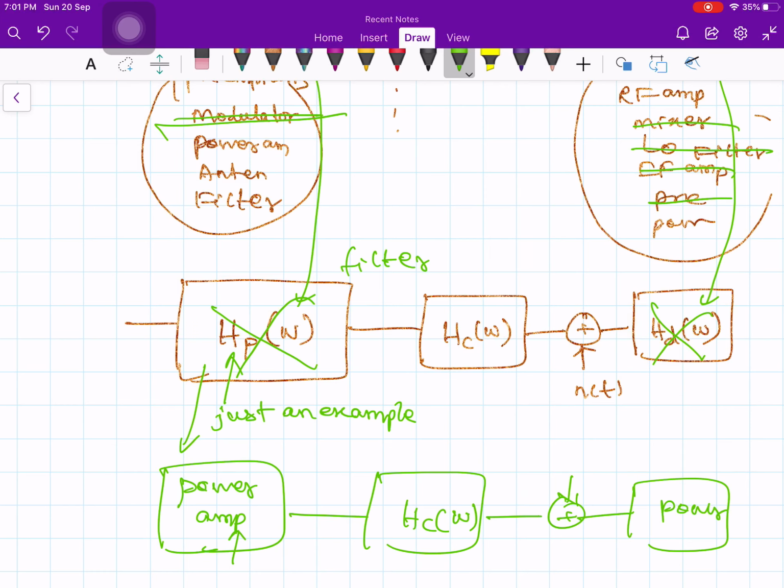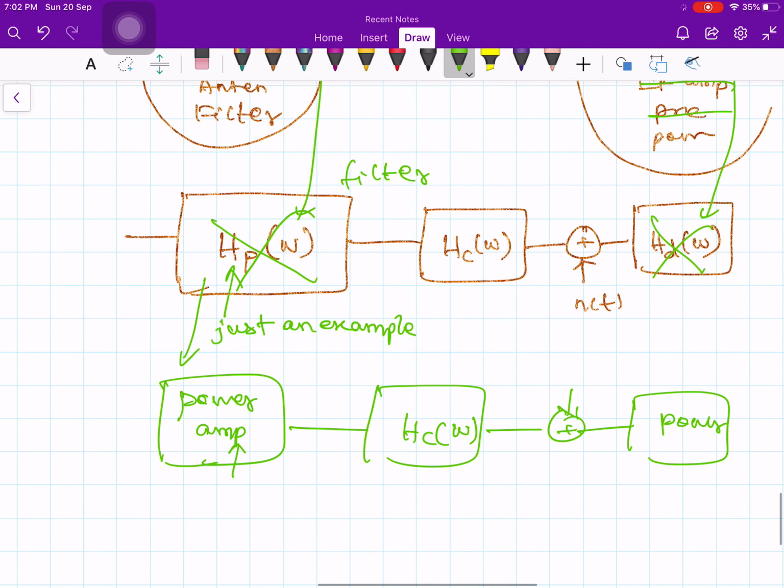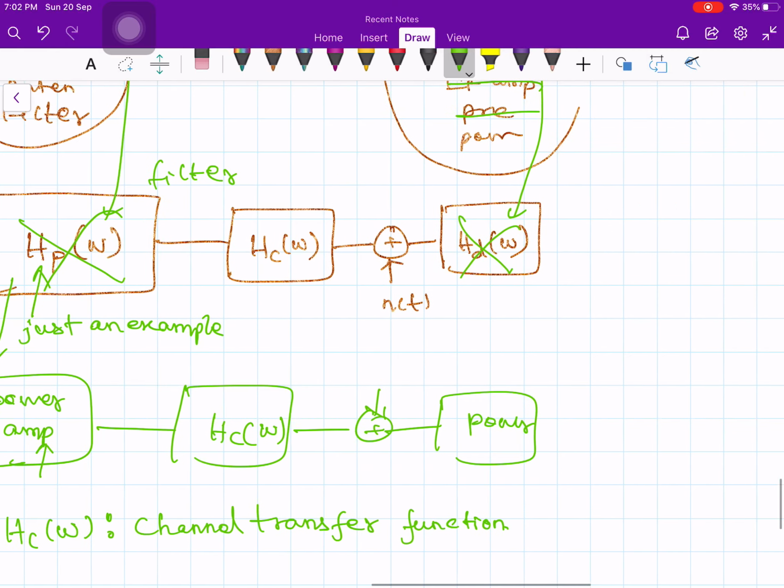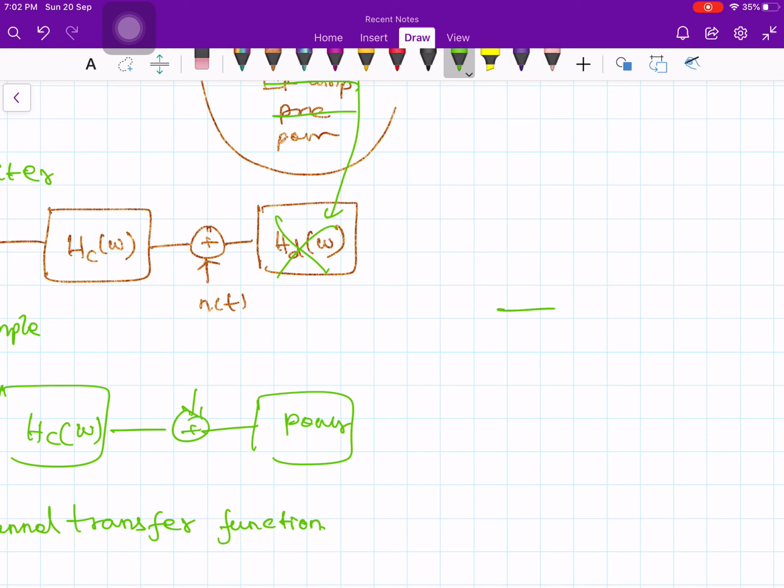Now let us write down: hc of omega is the channel transfer function. As I said, the channel is modeled as a filter. Why is it modeled as a filter? Suppose you pass a signal through the filter, what happens?